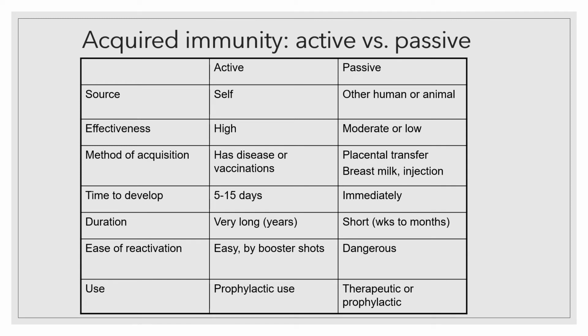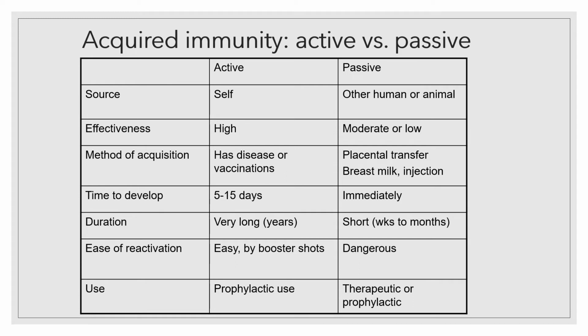Here's a table that compares active acquired immunity versus passive acquired immunity. In active acquired immunity, the source is self. So in other words, you've been vaccinated or you've had the disease. In passive acquired immunity, you have gotten the antibody from another human or animal. So in other words, it's come from the placenta of mom, or you've been given gamma globulin or an antitoxin.